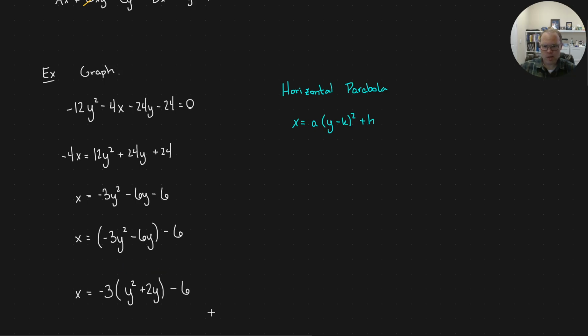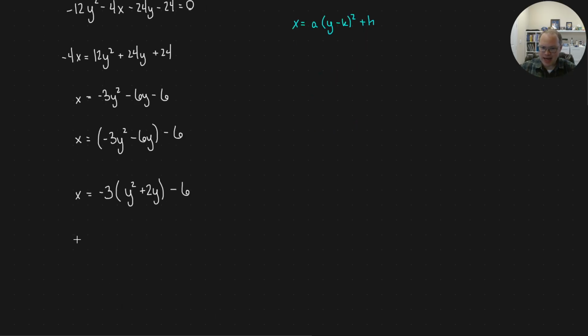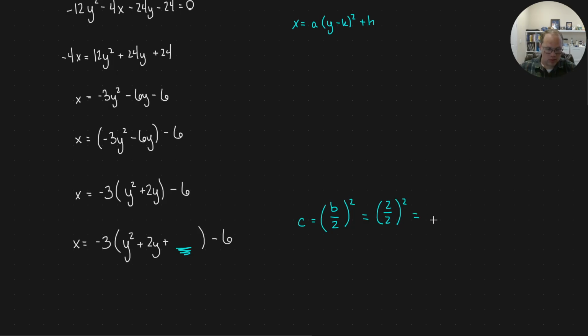Okay? So what I need to do here is I need to figure out what magic number can I add right here to turn this into a perfect square. Okay? Now remember that number, let's call it c, is going to be b over 2 squared. In this case, my b is 2. So I get 2 over 2 squared, which is 1 squared, which is 1.